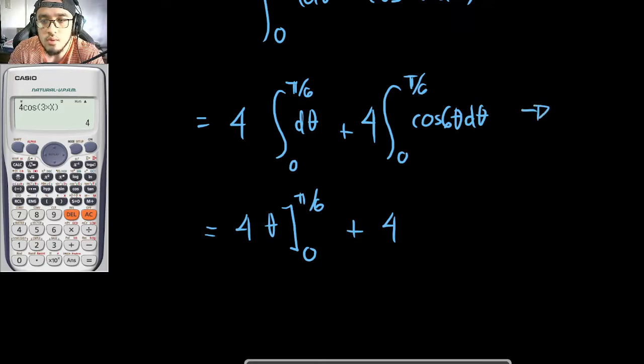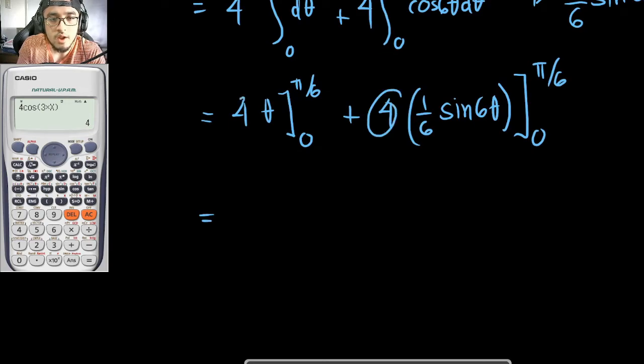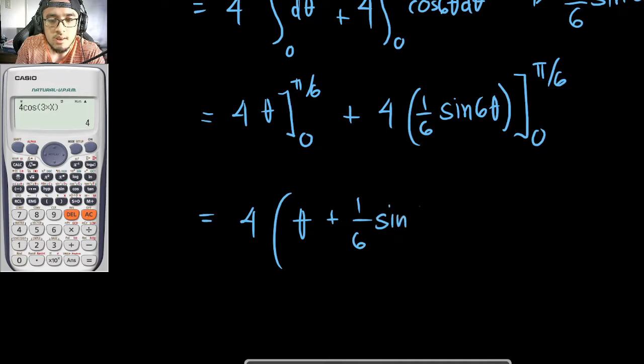That is equal to 1 over 6 sine 6 theta, 0 to pi over 6, of course. So factoring out 4 here, 4 times theta plus 1 over 6 sine 6 theta, of course, with the limit of 0 to pi over 6.